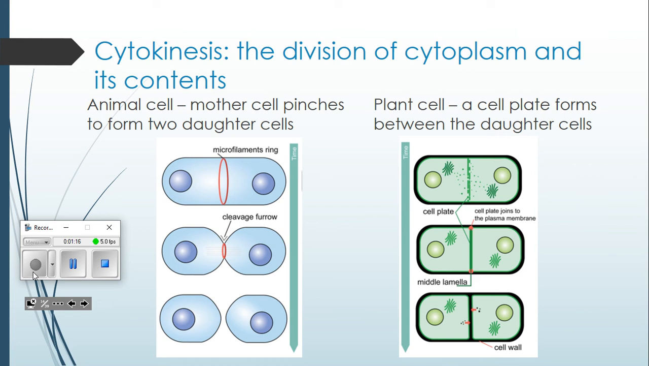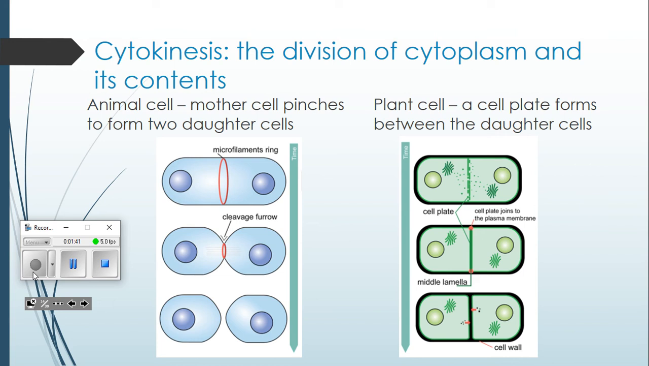Cytokinesis looks different in an animal cell versus a plant cell. And we're going to observe some plant cells and some animal cells in our little lab today. An animal cell during cytokinesis will look like what we've been looking at so far. Really distinct pinching of the mother cell to form 2 daughter cells.